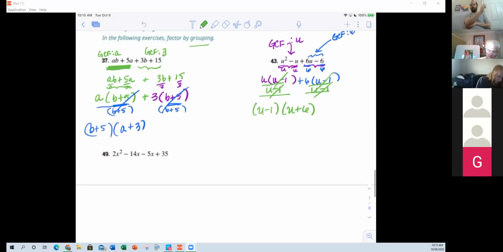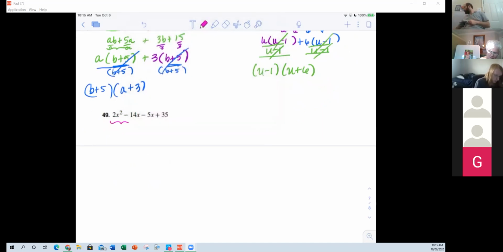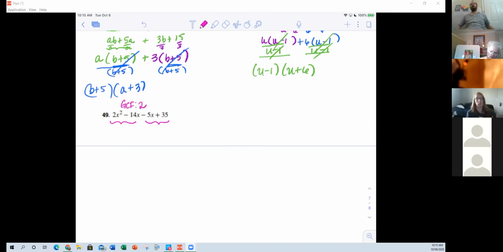Okay, and this last one. What is the GCF for the first 2 terms? 2. And what else? Between the x squared and the x. Oh, the x. Right. So that's what's going to go in front. What's going to go inside the parenthesis? X minus 7.